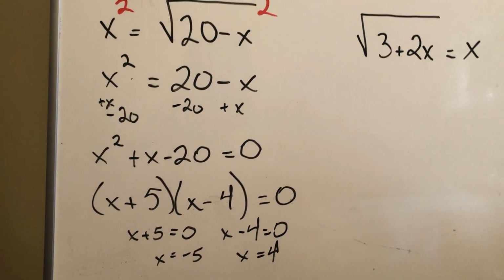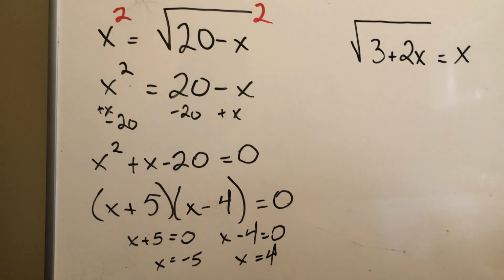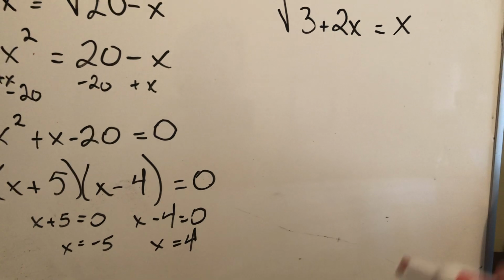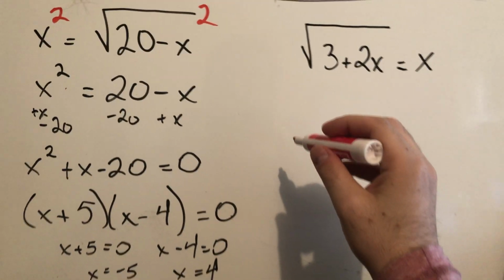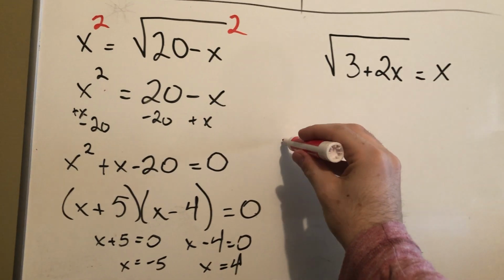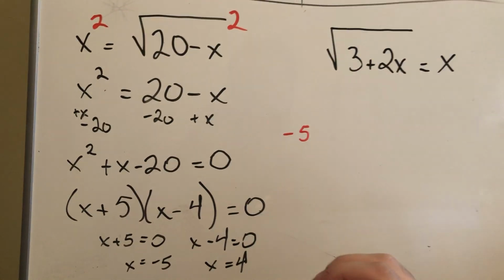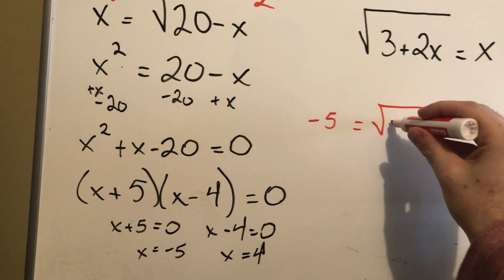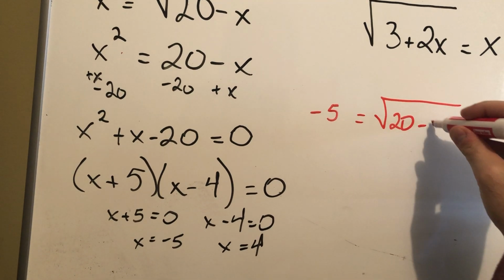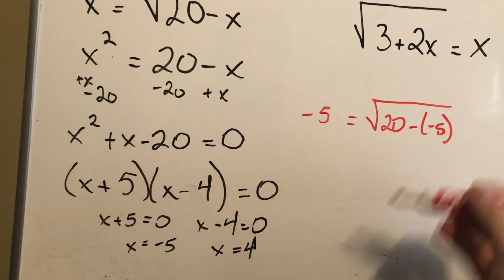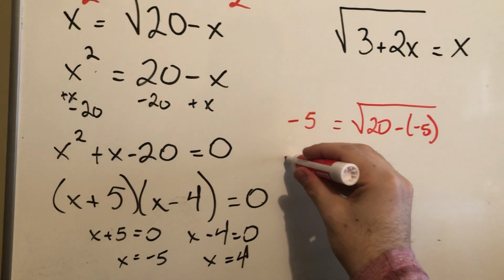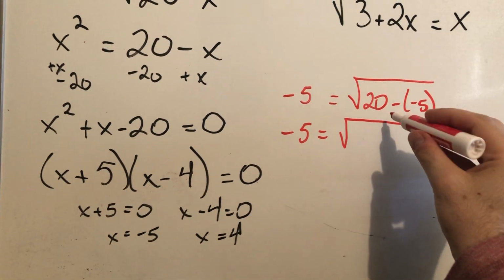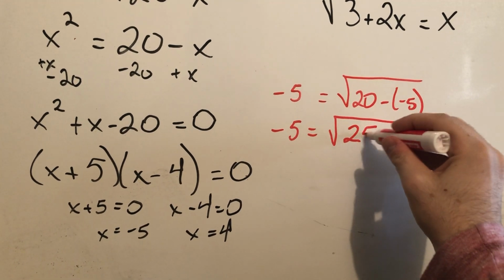So I need to check both of these. Let's begin with negative 5. I'm going to actually show the check this time. So if I were plugging this negative 5 into the original problem, I'd have negative 5 equals square root 20 minus negative 5. Do one more step and we'll see why there's going to be an issue here. 20 minus negative 5 is 25.